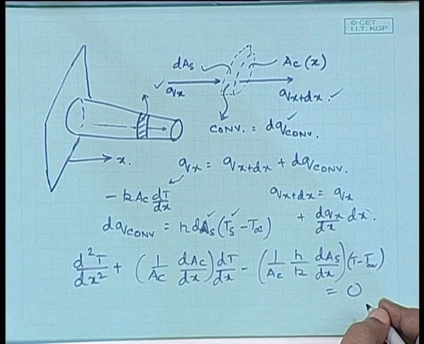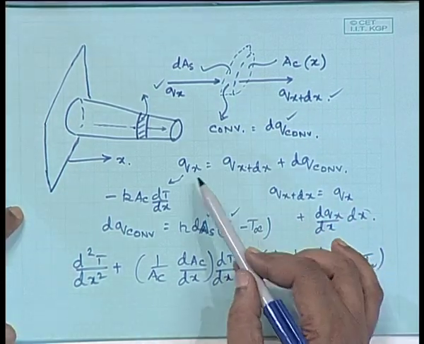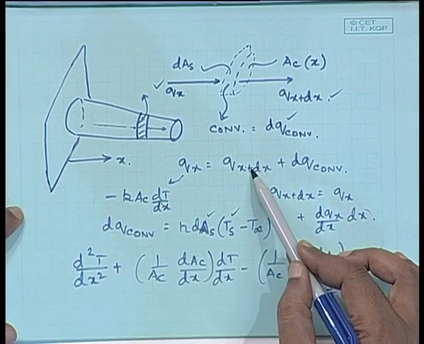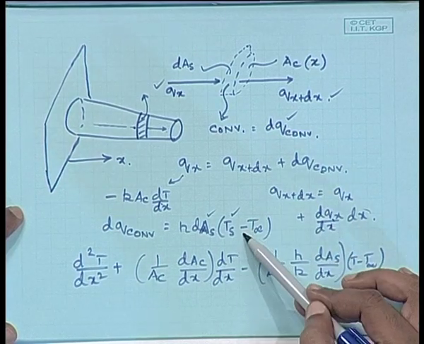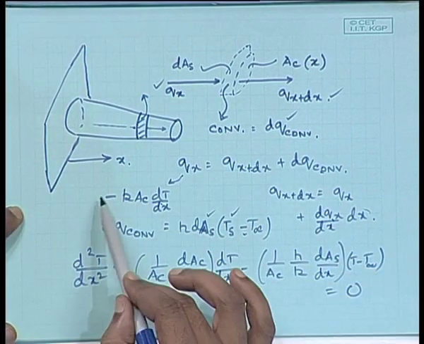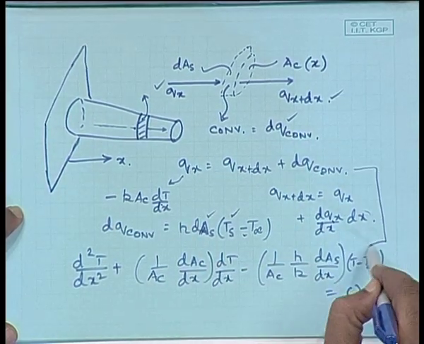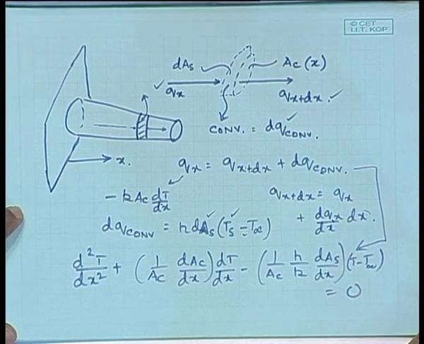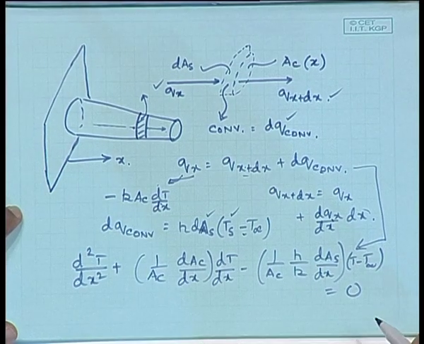This should be the form of the equation. Whatever be the form, it is not important. You know that you have simply substituted qx by Fourier's law, qx plus dx by Taylor series expansion, and dq convection by Newton's law. Only these three things are important. How do you come from here to here? I do not put much stress on it. It is simple algebra, nothing beyond that, but these concepts should be clear to all of you.